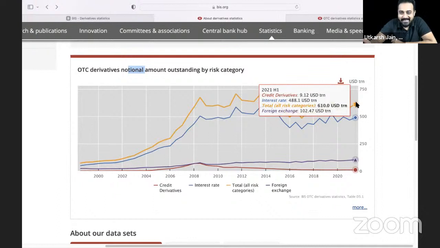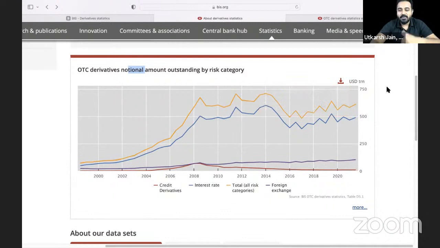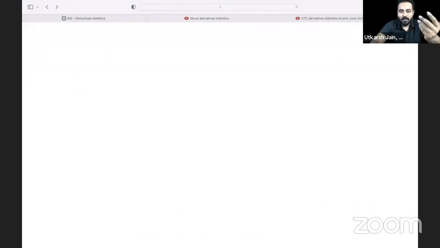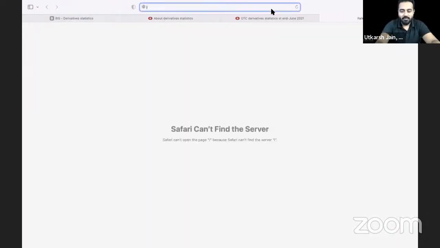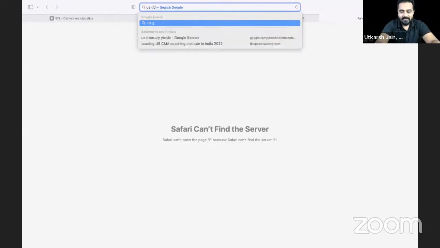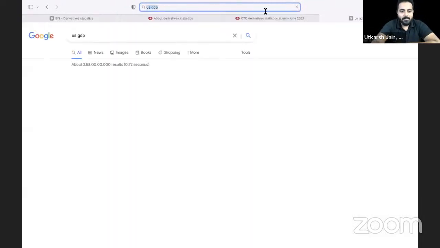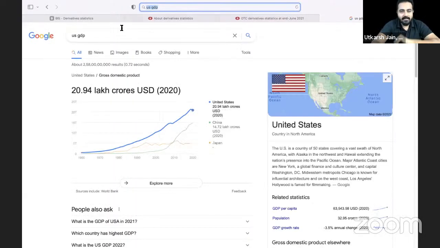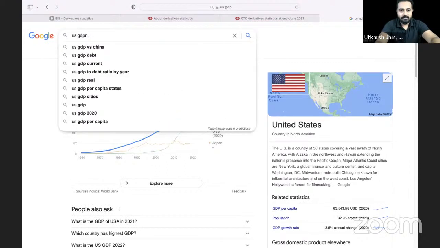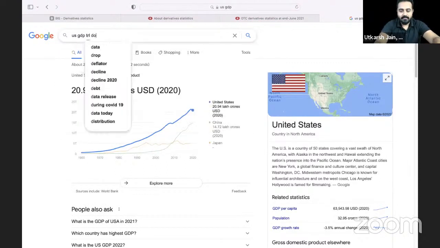$600 trillion. It's a number, and I just spoke it and you heard it and you're like, okay, cool. But $600 trillion, guys. Just to give you a perspective, the US economy, the largest economy, would be about $20-22 trillion. US GDP will be about that many trillion.